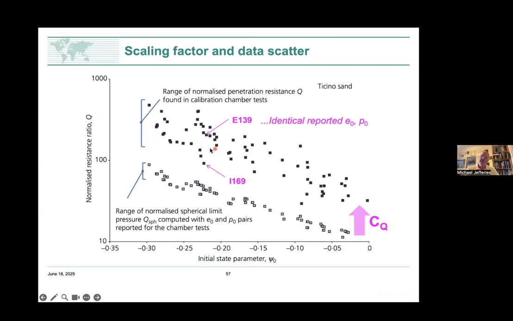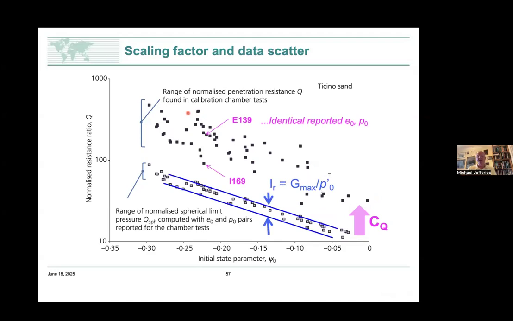What we've done is take Ticino sand, we've done triaxial tests on it, and we've got its critical state properties, the M, N's and so forth, the Chi's and the H's. We've stuck that into a cavity solution in NorSand, and each one of those black dots has an equivalent grey dot down here. So this is my finite element results down here. And C_Q is simply the ratio of the trend line through there to the trend line through there. That's how we established C_Q.